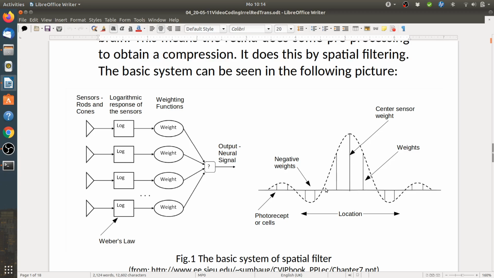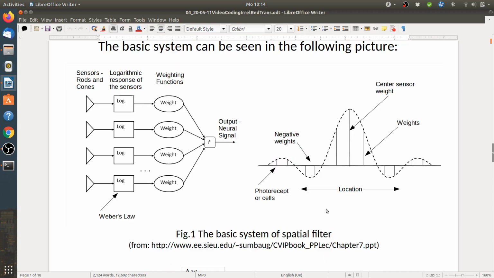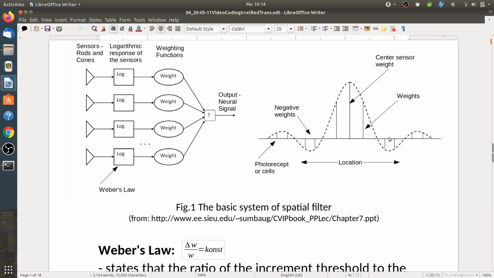right? And not only that, at some point they become negative, which means that light falling on those sensors away from the ending of the nerve fiber on the retina, that means when light falls on those receptors, the output to the brain becomes less, right? And this is also why this is called lateral inhibition, because any signal falling onto those receptors, they inhibit the output to the brain.